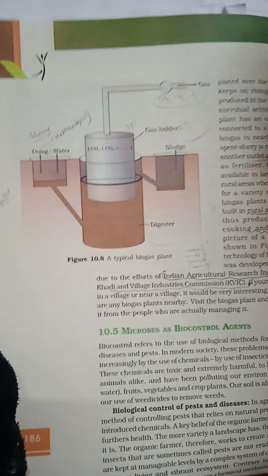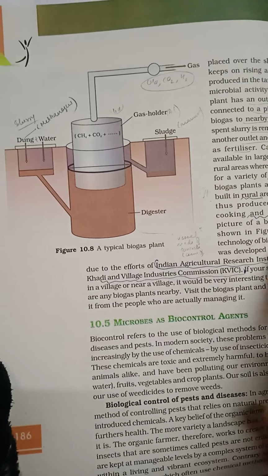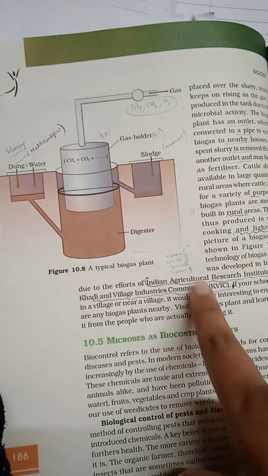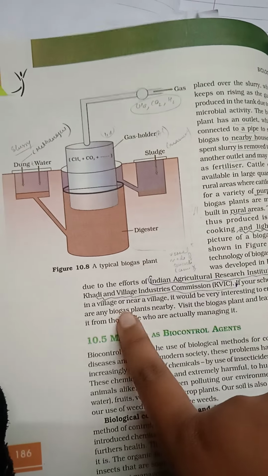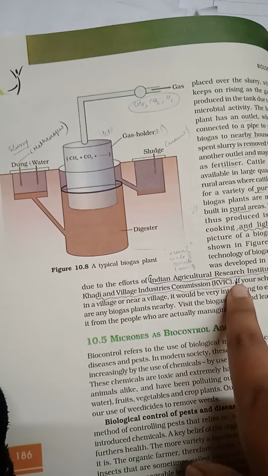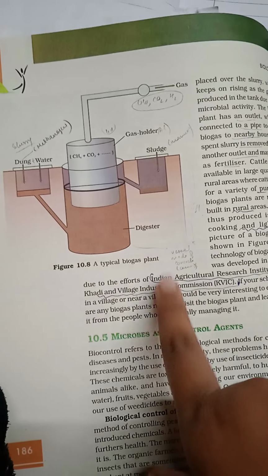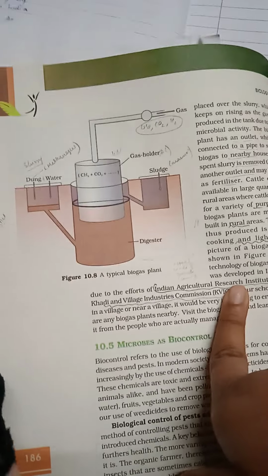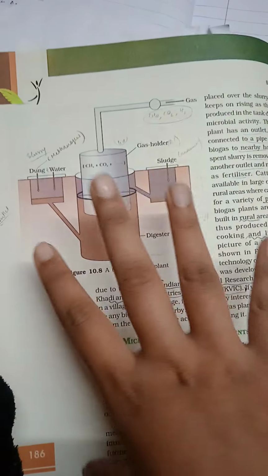And the biogas technology in India was developed mainly by IARI, which is the Indian Agriculture Research Institute, and KVIC, which is the Khadi and Village Industries Commission. You have to remember the full form also. So this is basically biogas.